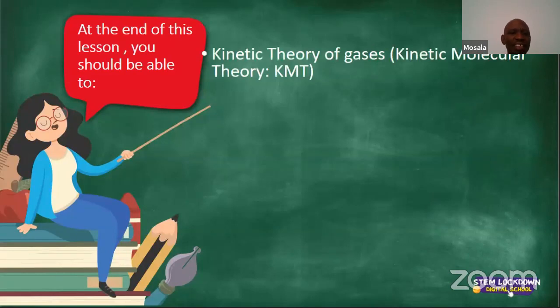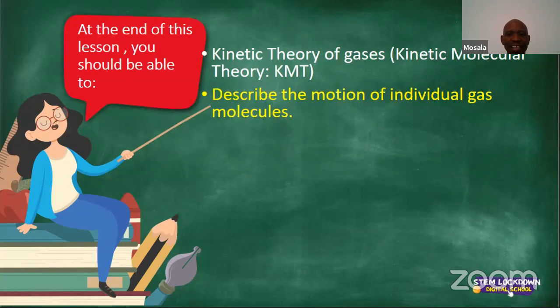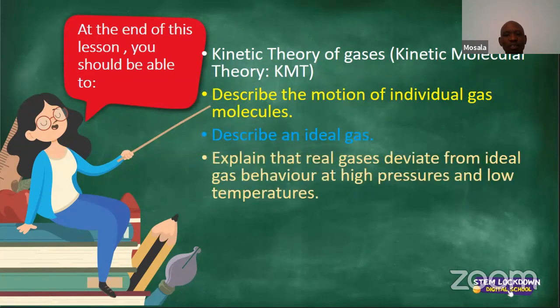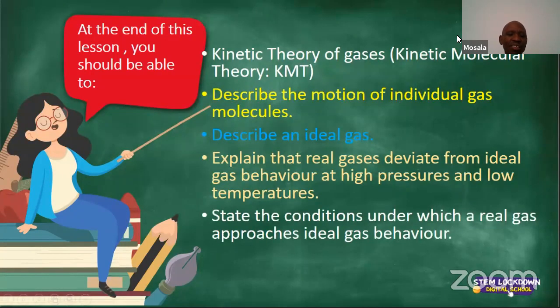At the end of this lesson, you should be able to understand the kinetic theory of gases and use it to explain various scenarios. And then you must be in a position to describe the motion of individual molecules. And you should be able to describe what an ideal gas is. And then you must be able to explain why real gases deviate from the behavior of ideal gas at high pressure and low temperatures. Furthermore, you should be able to state the condition under which real gases approach the ideal gas behavior.